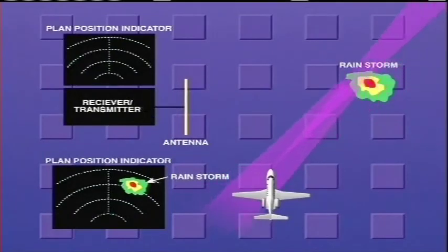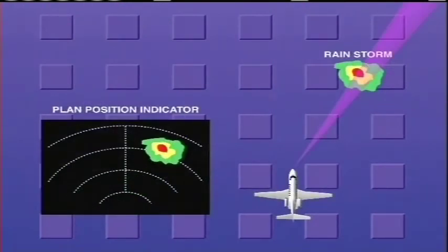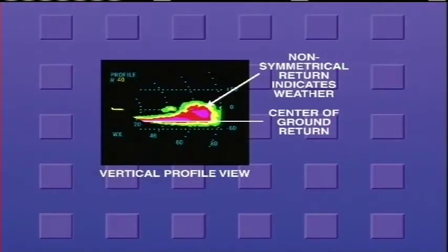Upon returning to the antenna, the reflected radar signals, or echoes, are displayed in the cockpit on the Plan Position Indicator, the PPI. The radar display presentation appears as a down view of the target being scanned by the radar's beam, unless the pilot has selected the vertical profile function, which displays a vertical cross-section of the weather.